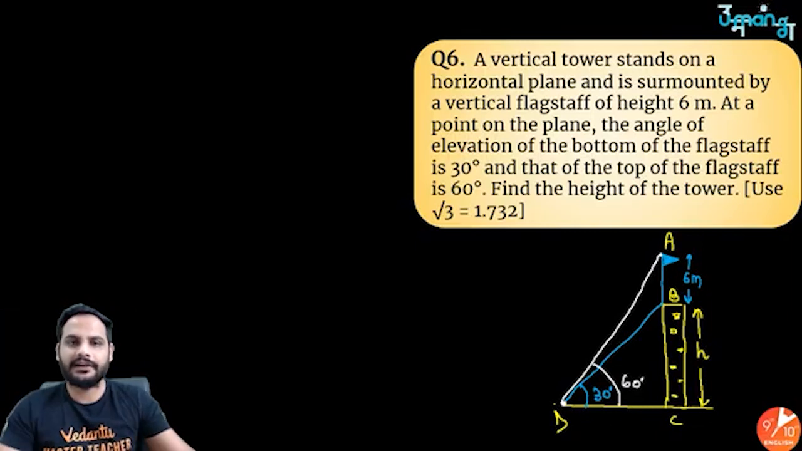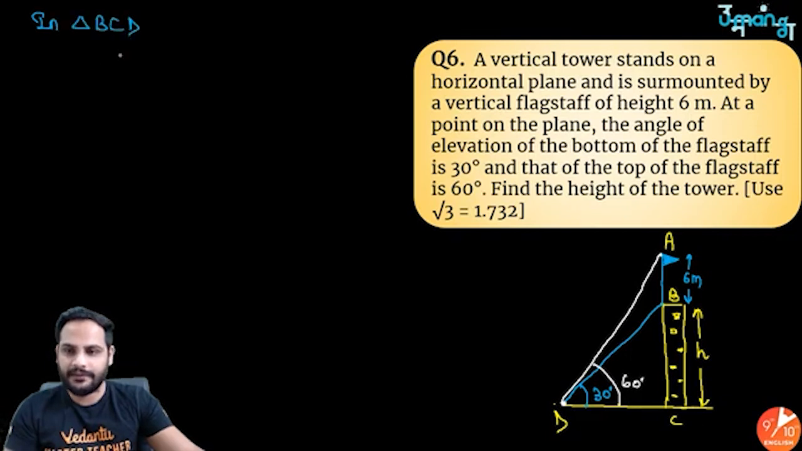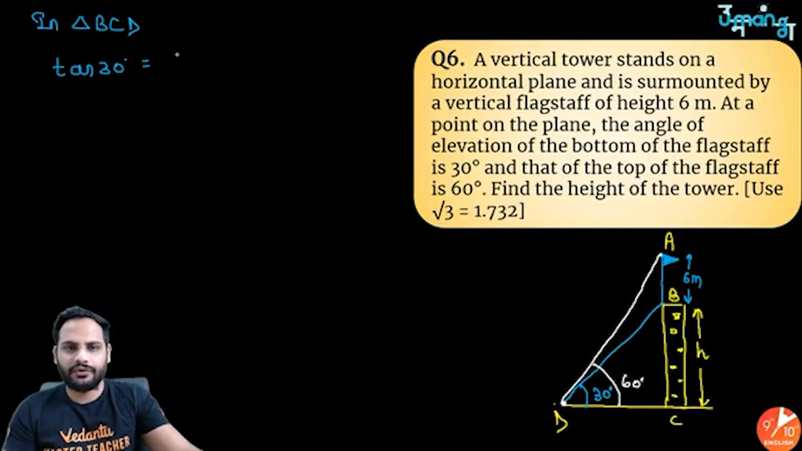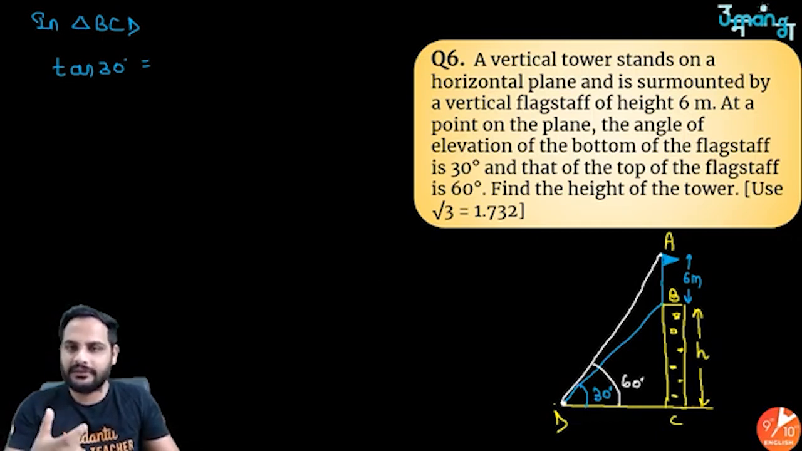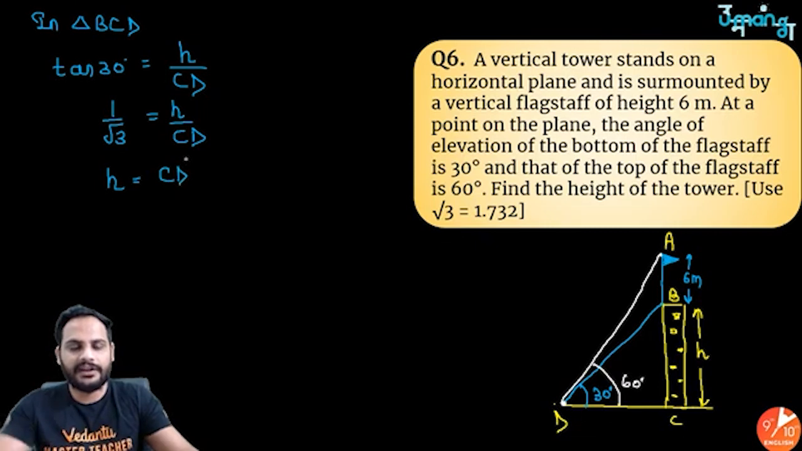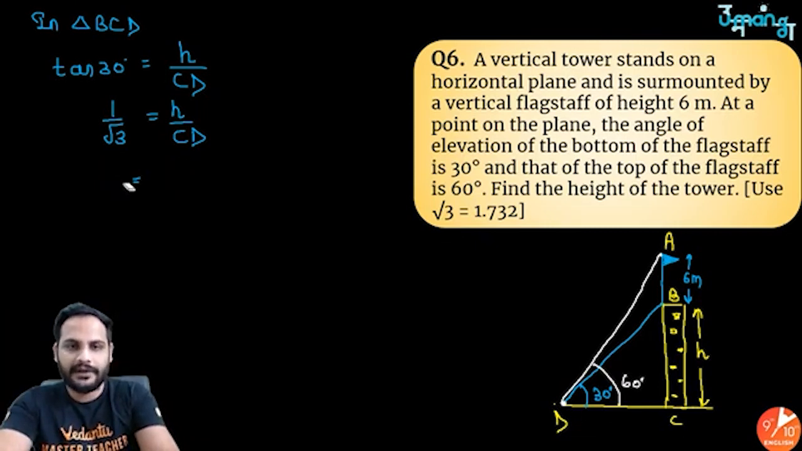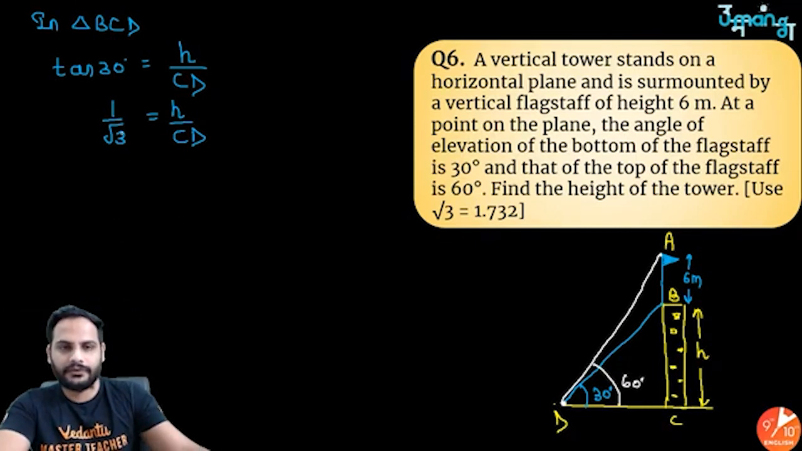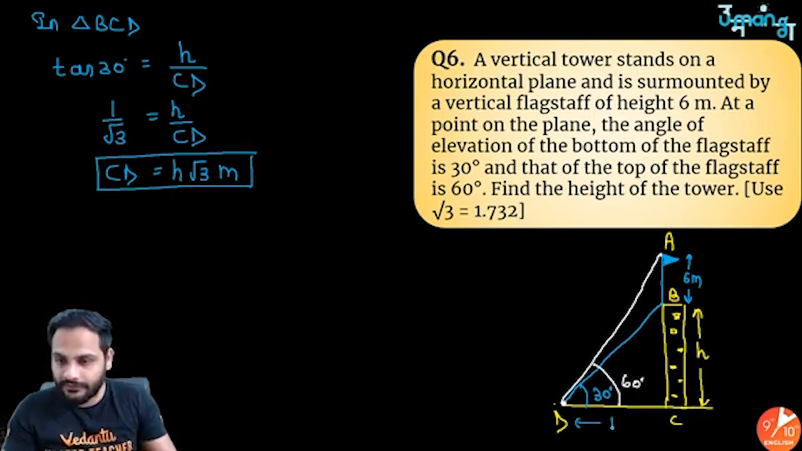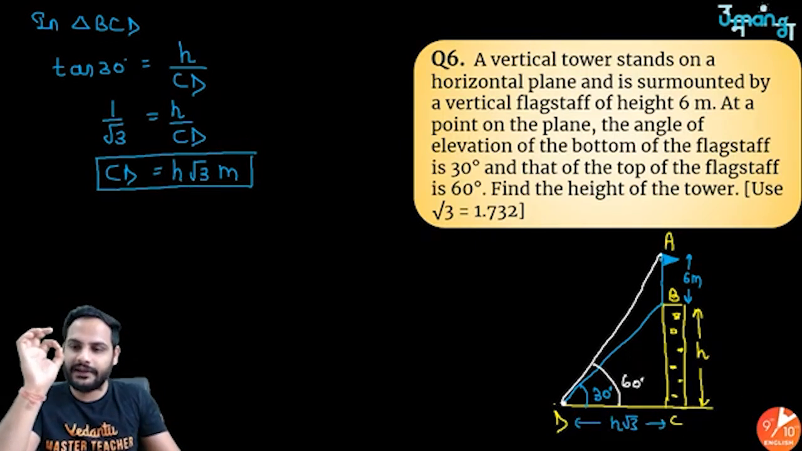In triangle BCD, I have angle as 30 degree. So, tan 30 degree. Why am I taking tan? Because DC is the common distance for both the triangles, ACD and BCD, and H I need to find out. So, tan 30 is 1 by root 3 is equal to H upon CD. So CD you are getting as H root 3 meters. This is the distance CD, so in terms of H it will be H root 3.